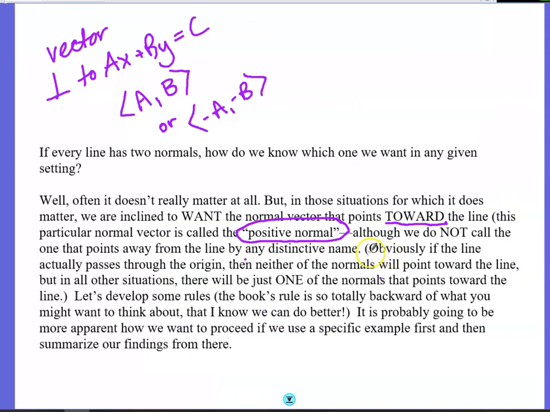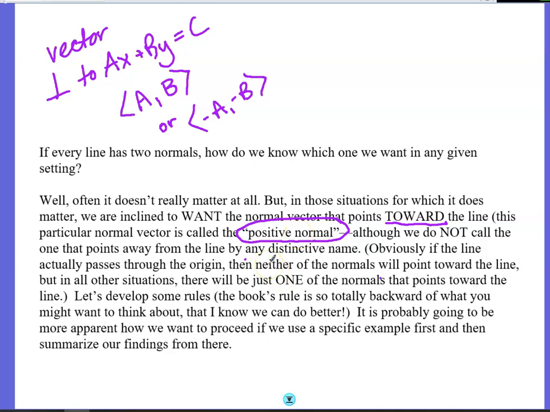Okay. All right. So that positive normal, and again, I said if the line actually goes through the origin, then neither of them would point towards the line, so you would just have a normal in general. All right, so let's get some rules so we can figure out how we know which one's pointing which way. Which one do we want?